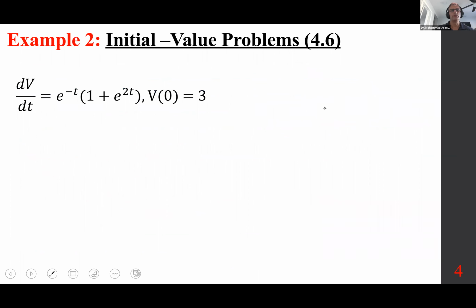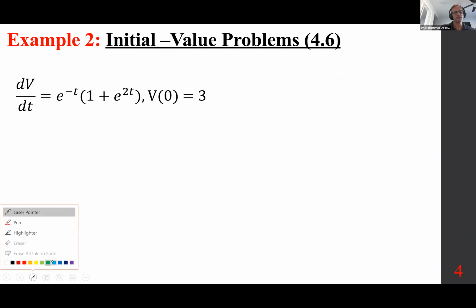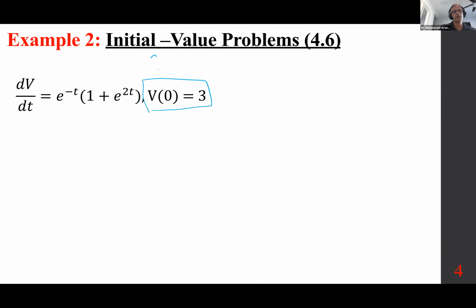Initial value problem. It's important to understand this is really a pair. This gives us the following pair, 0, 3. 0 is the value for the independent variable, which is normally x or t or theta, and 3 is the value for the dependent variable. Let's multiply both sides by dt. Let's integrate.